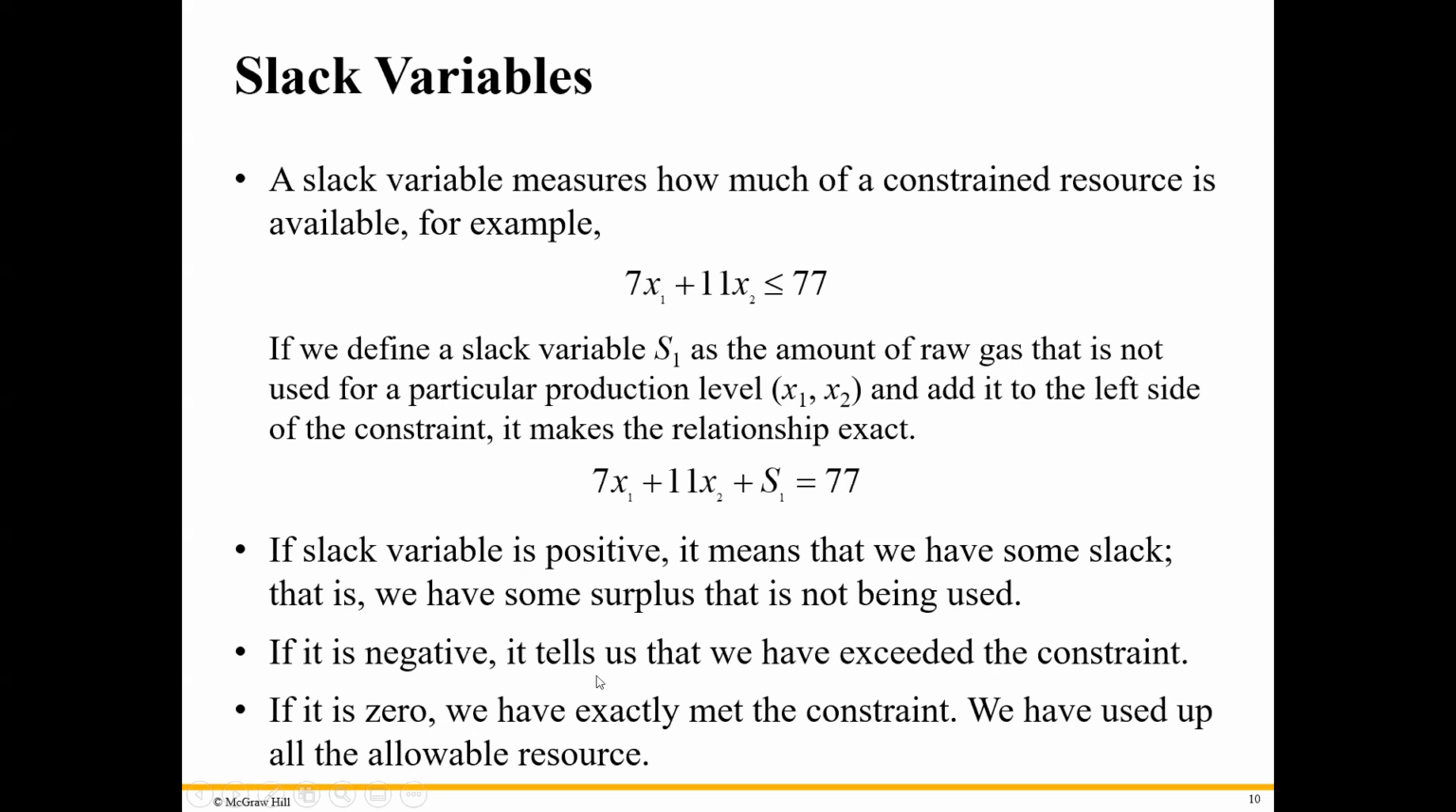If it is negative, then it tells us that we have exceeded the constraint, which is not possible. So we can only look at slack values which are positive, or 0 if we are exactly meeting the constraint. So the value of this slack variable, which we will be using in this method, will be either 0 or a value greater than 0.